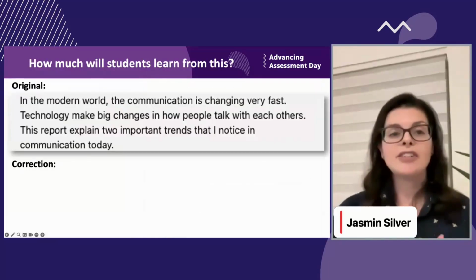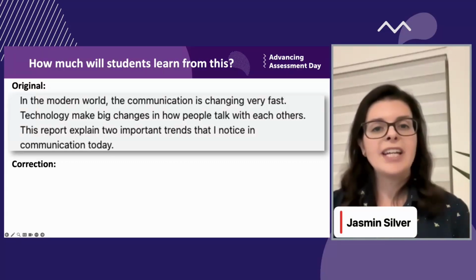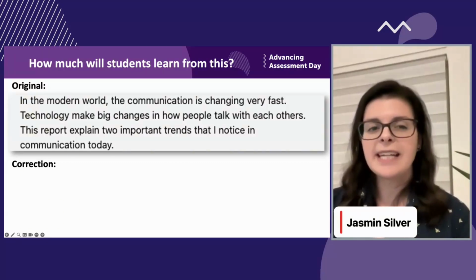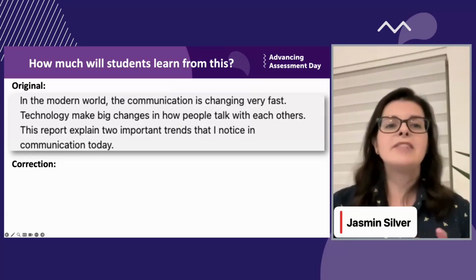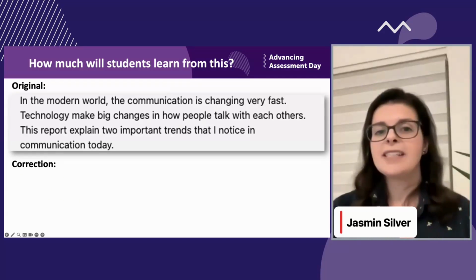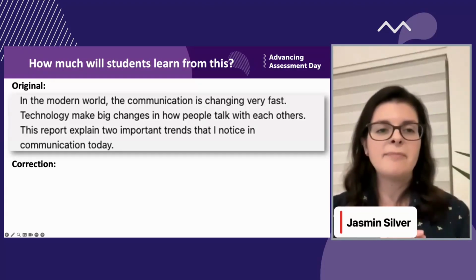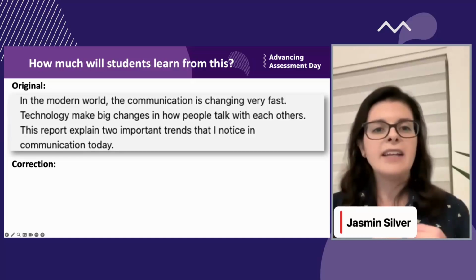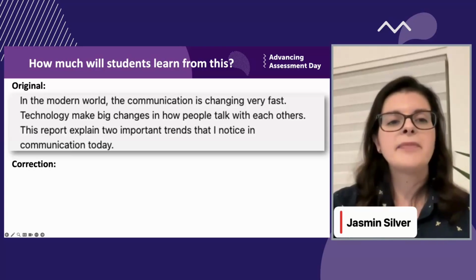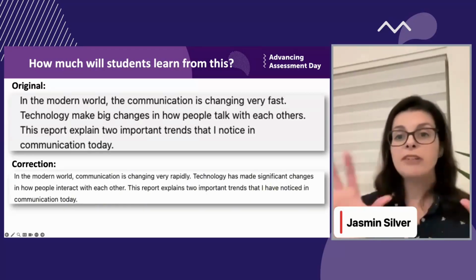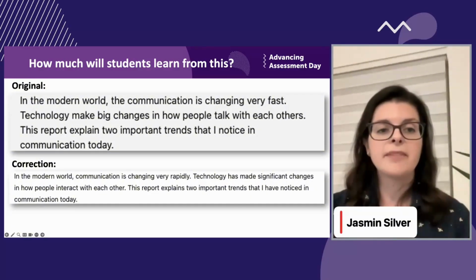So in my original, I said, in the modern world, the communication is changing very fast. Technology make big changes in how people talk with each other. This report explained 2 important trends that I notice in communication today. So there are a few little errors in there, bit of uses of tenses that could be a little bit better. And what AI did was just rewrite and replace the errors with the correct version. So I'll just show you.